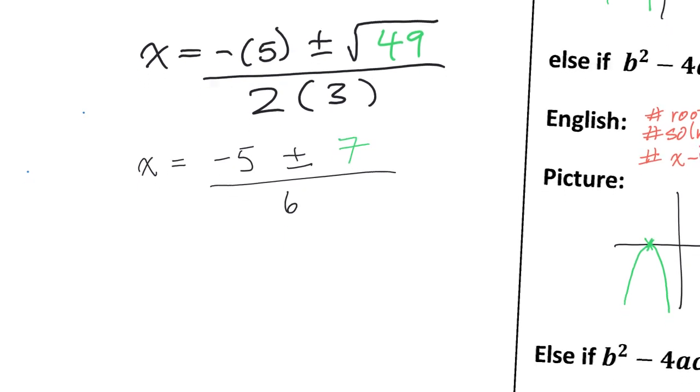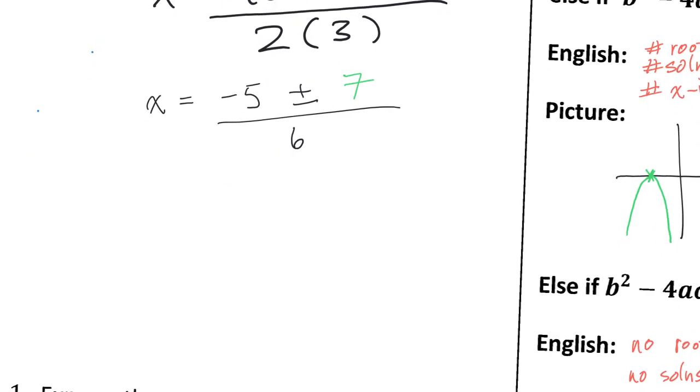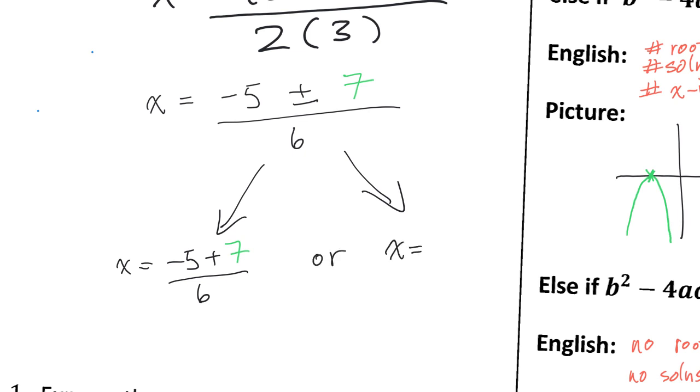We take this problem and we split it up because, remember, with our parabola we have 2 possibilities mostly for everything. Now when we split it, we're going to have a problem that looks like this, and a problem that looks like this. We have x is equal to minus 5 plus 7, and then we divide it by 6, or our solution is x is equal to negative 5 minus 7 divided by 6 again.